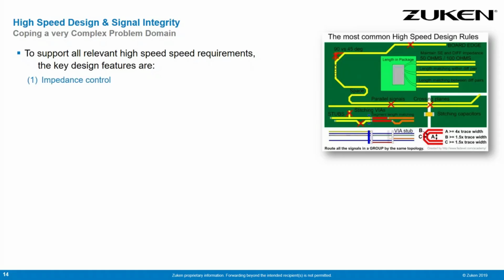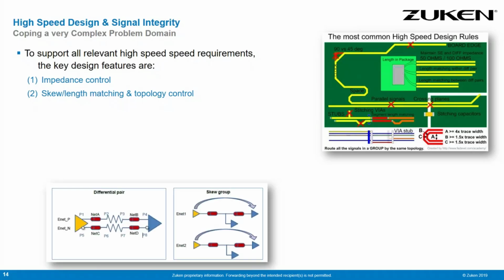So this defines a very complex design universe comprising impedance control rules, comprising lengths and length relations. We have skew within differential pairs, we have skew between different differential pairs. All the different lanes of the PCI Express links have certain skew requirements. DDR interfaces show different skew requirements. We have topology rules. So what is the proper routing sequence?